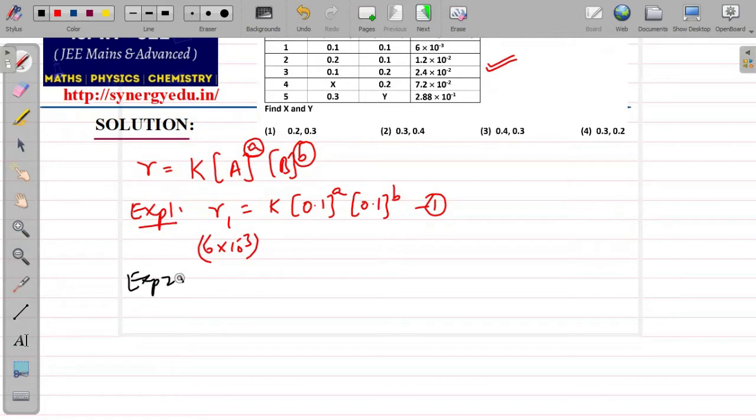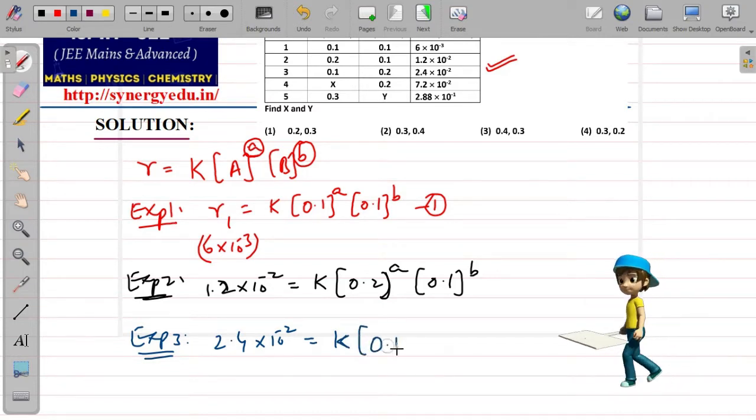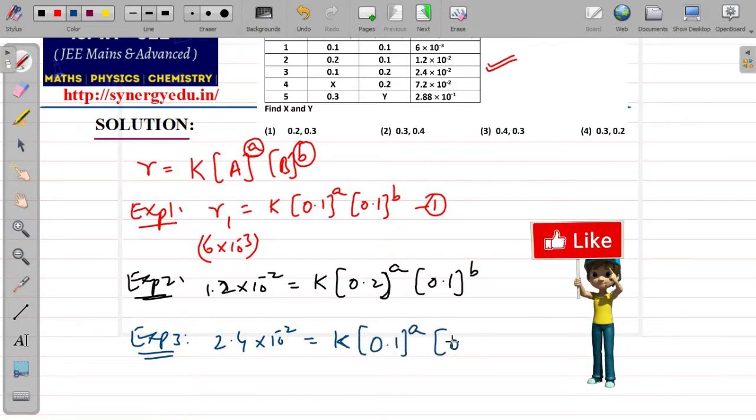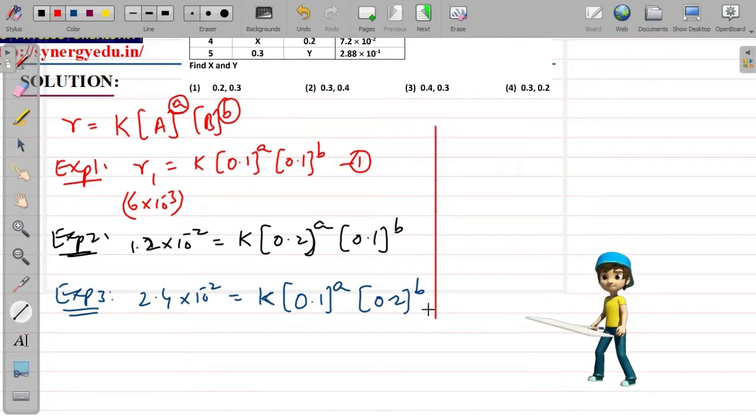Now similarly write for the other experiments also. Experiment 2. R2 here is 1.2 into 10 power minus 2, equal to K into 0.2 power a and 0.1 power b. Similarly write for experiment 3: 2.4 into 10 power minus 2 is equal to K into 0.1 power a, 0.2 power b. Now let's use this data to find a and b values.